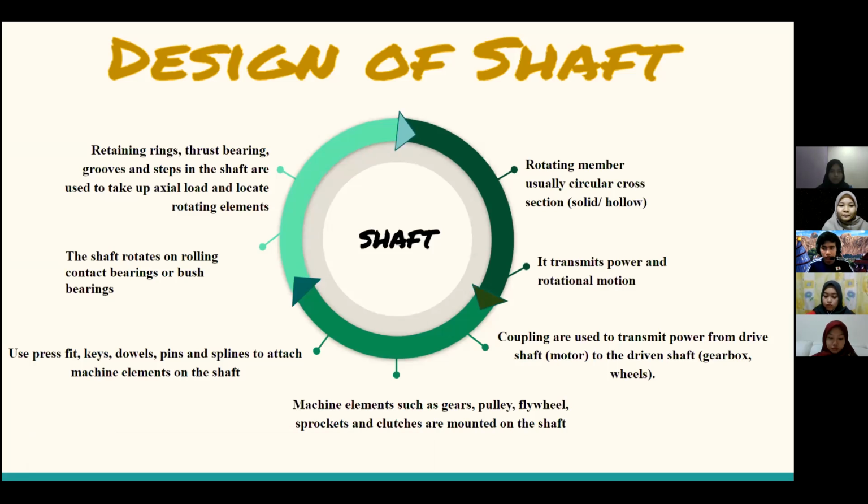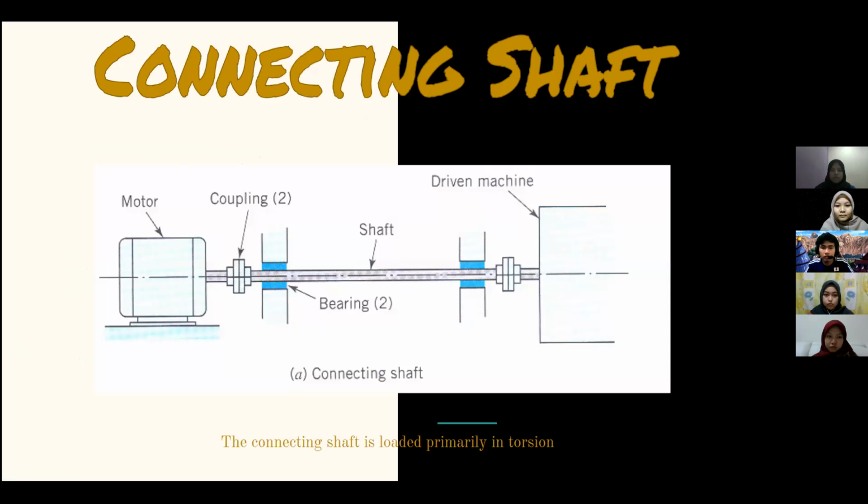They will use press fit, key, dowel, pin, and spline to attach those machine elements that I have mentioned. The shaft will rotate on rolling contact bearings or bush bearings. Last but not least, retaining rings, thrust bearings, grooves, and steps in the shaft are used to take up axial load and locate rotating elements. So next. Basically, this is how the shaft will be connected from a driven shaft and a drive shaft. You can see there is the coupling, bearing, driven machine and motor that I have mentioned in the previous slides. That's all for my part for now. We'll pass to the next presenter.